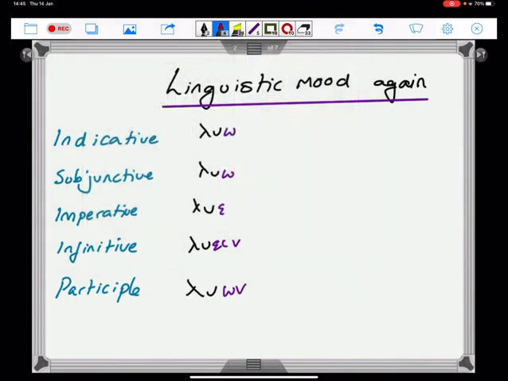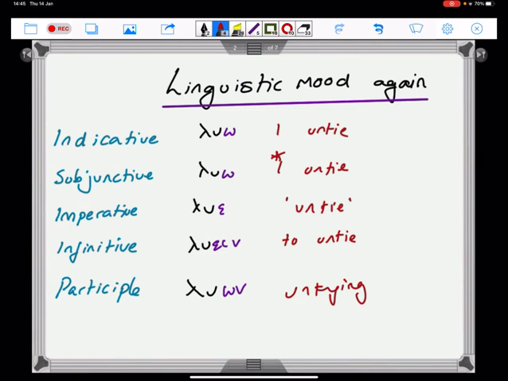If we gloss these: I untie, but something else is going on. Untie, to untie, and untying. So, headline is that participles are your "-ing" ones in the present.